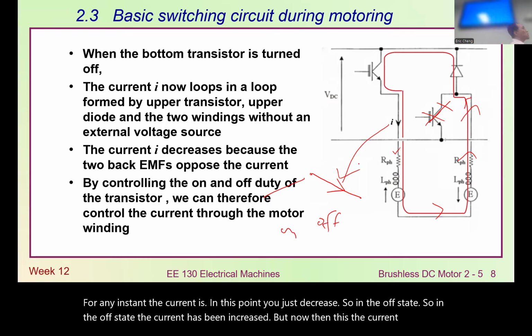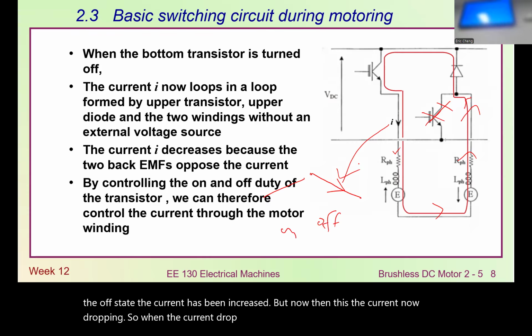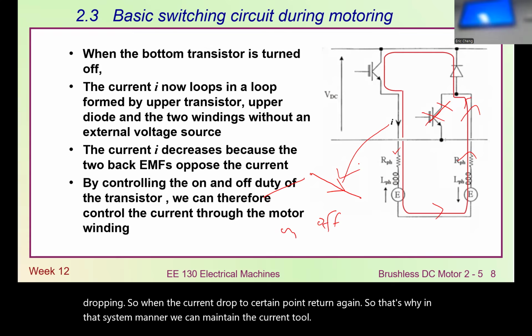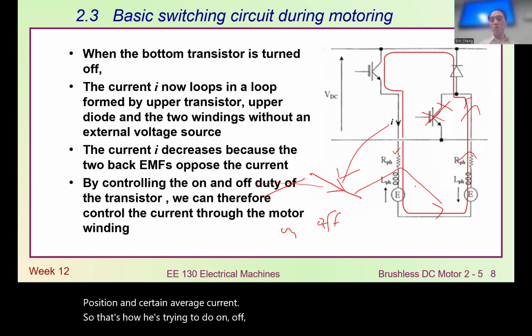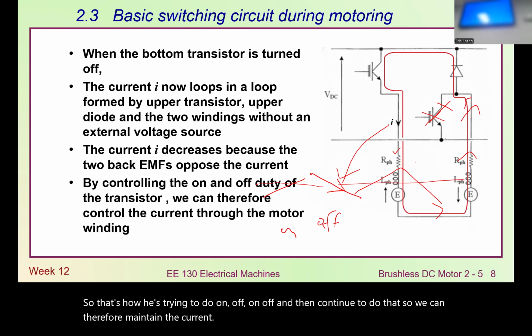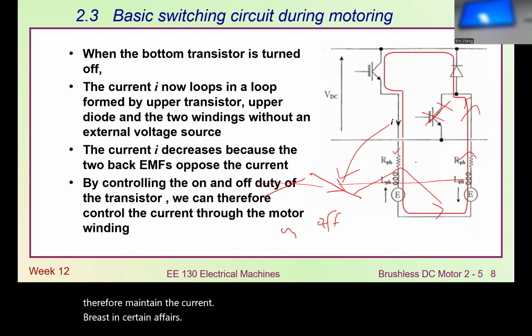When the current drops to a certain point, we turn on again. That's why, in that zigzag manner, we can maintain the current at a certain average current. So that's how we do on, off, and then continue to do that. So we can therefore maintain the current at a certain average current. That's how we're going to control.